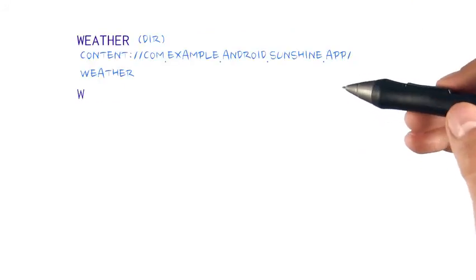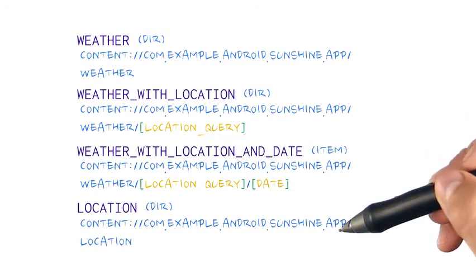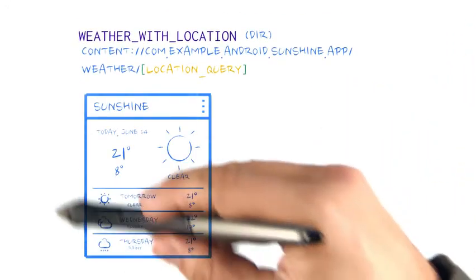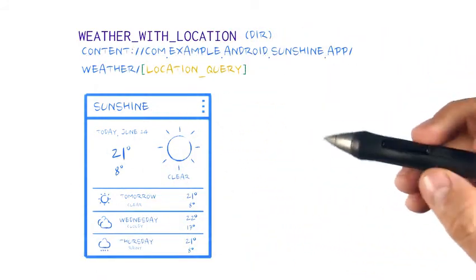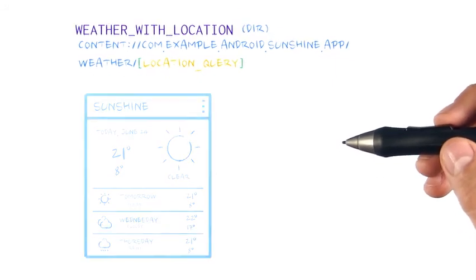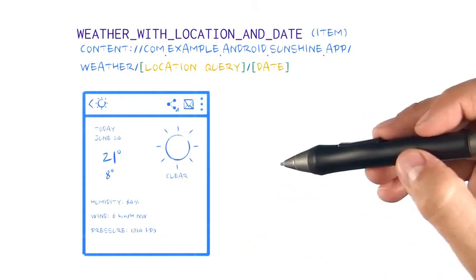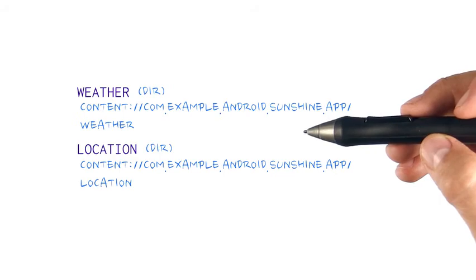So, defining URIs. To make it easy for us, I've defined these data URIs that we will be supporting. Some of these URIs exist because the UI has a view that needs to expose that particular data, such as weather with location, which will be used to display the main list of forecasts. And of course, weather with location and date, which will be used to display the detailed forecast information. Others are used primarily for writing the database, inserts, updates, and deletes. Having these base URIs is also useful for testing.